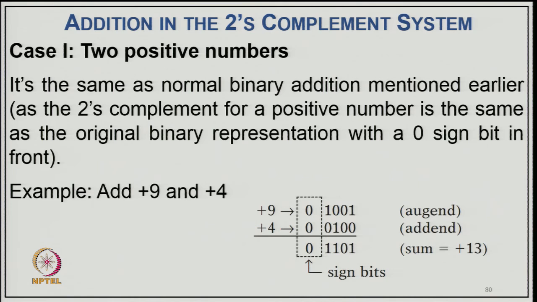So, 9 is 1 0 0 1, and we are adding a sign bit here for the positive number, and then 4 is 0 1 0 0, again with a sign bit. When we add all these numbers, the sign bit is still 0. So, we get 1 1 0 1, which becomes 13. So, positive number addition is done in a similar way, with the sign bit, as we do normally in the binary system.